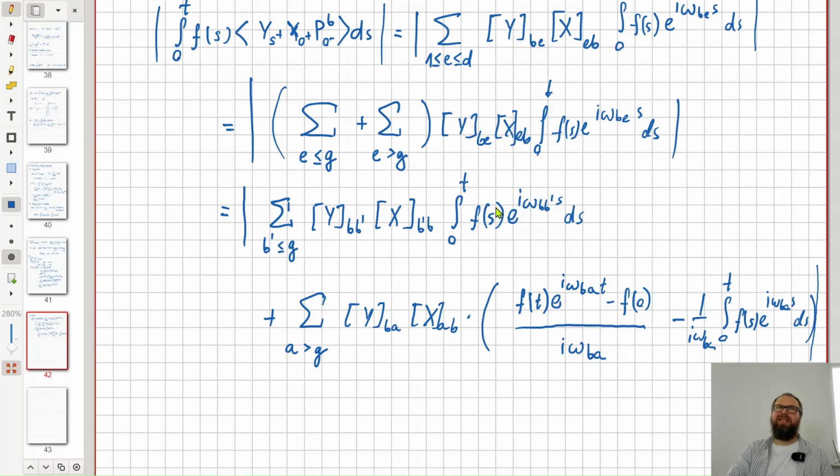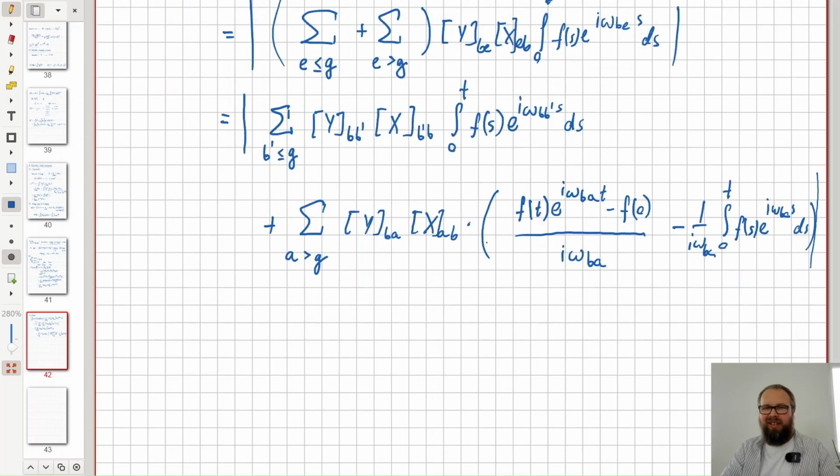Okay, this is what I wanted to show you. What is this omega_BA here? This is the difference between the frequency of the level below the gap and above the gap. So one of the things we can say for sure is that it's no smaller than the gap, and the gap is big. So we have here in the denominator a big frequency, probably larger than the gap itself, which is already very big. Okay?